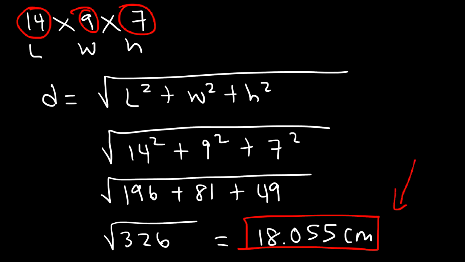So now you know how to find the volume, the surface area, and the length of the diagonal using these equations. So that's all you need to know for rectangular prisms.